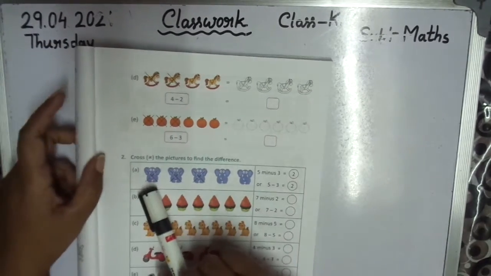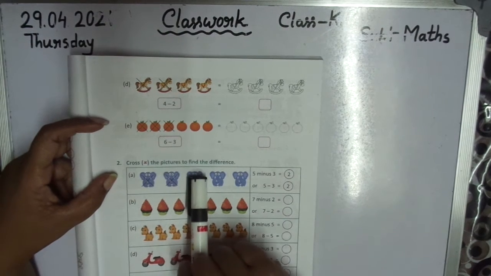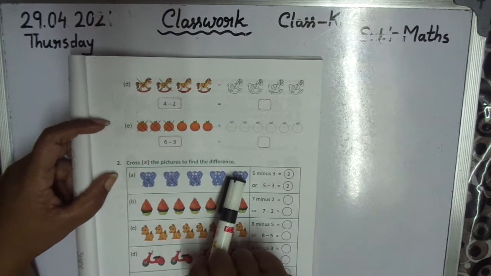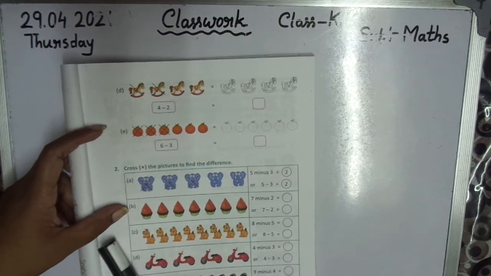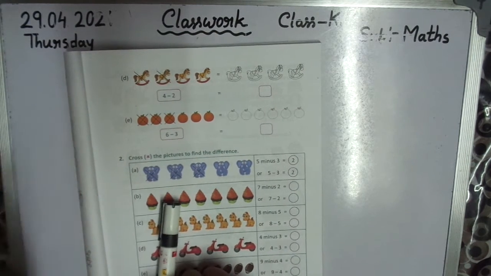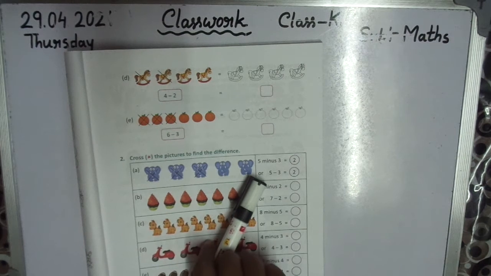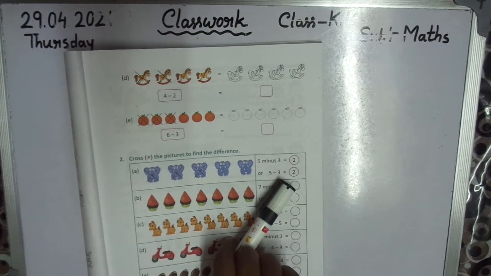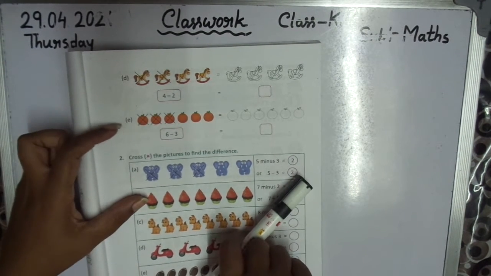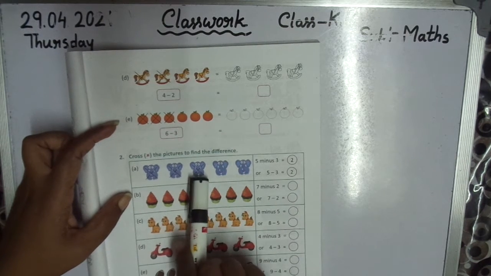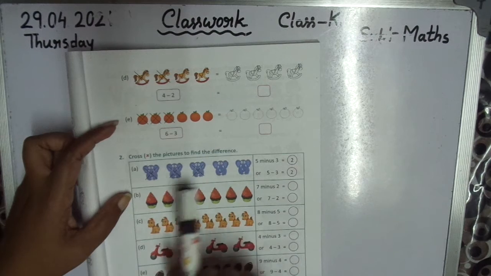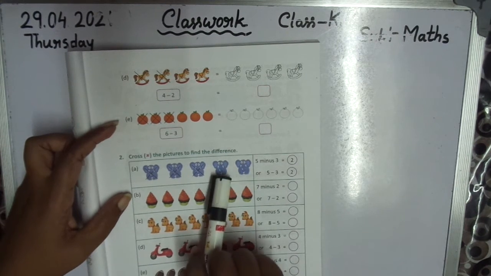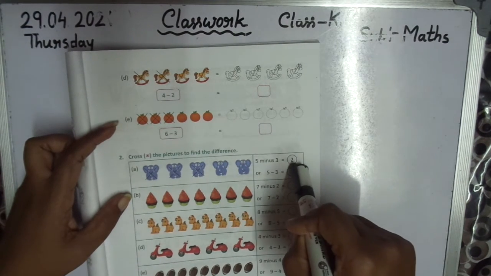Next, cross the pictures to find the difference. See, elephant. Okay, picture A. The question is 5 minus 3 is equal to 2. 1, 2, 3. 5 elephants are here. 3 minus, so count 1, 2. 2 is the answer.